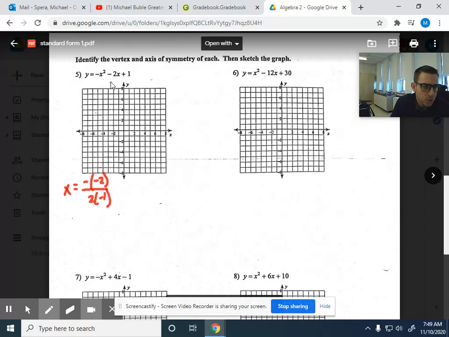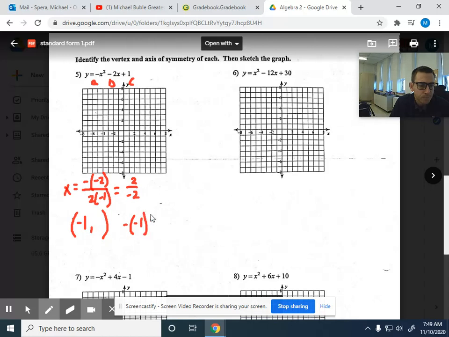So b is negative 2. And look, some students each year will want to label a, b, and c. That might be the first thing they do. That's fine. All right, so b is negative 2. A is negative 1. Looks like we would have positive 2 over negative 2. So the x-coordinate of our vertex is negative 1.